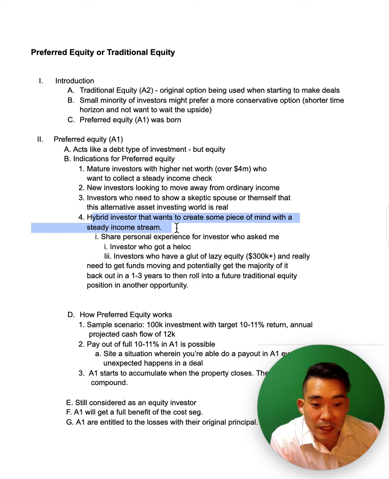They want the upside, so they're going to hop in the A2 or traditional equity piece, but they also want some peace of mind with that steady income stream. Now, some people will combo this. They'll maybe go 50 grand in A2 and 20 grand or 10 grand or 50 grand in A1. Great way to play on both sides.